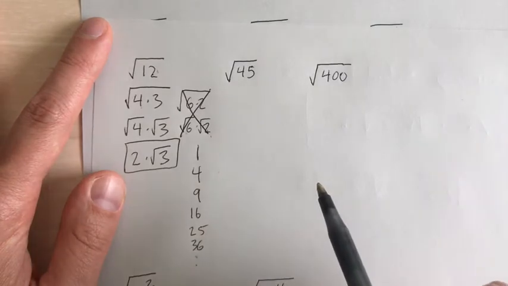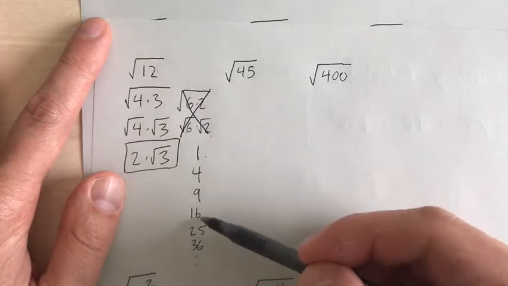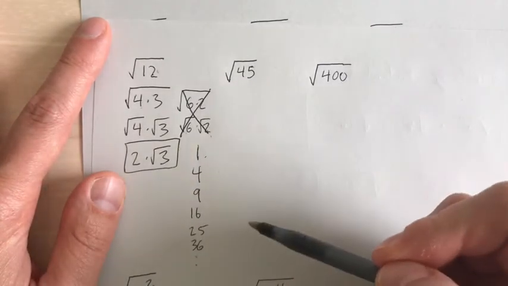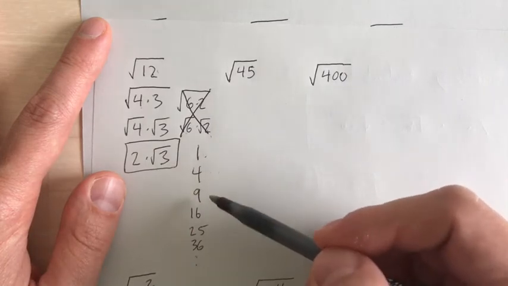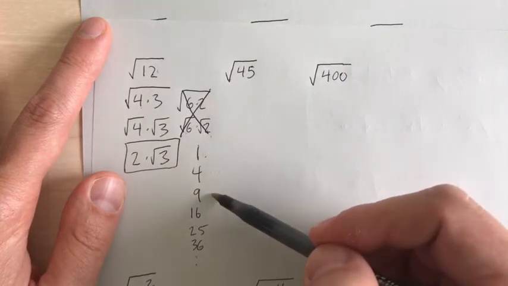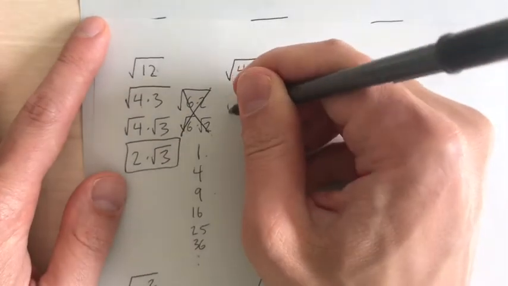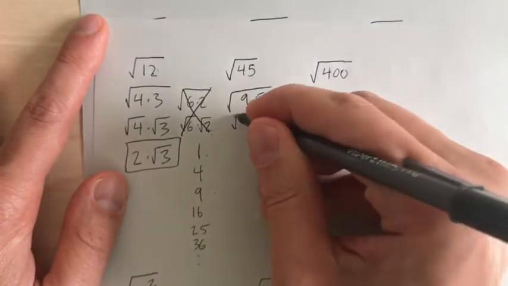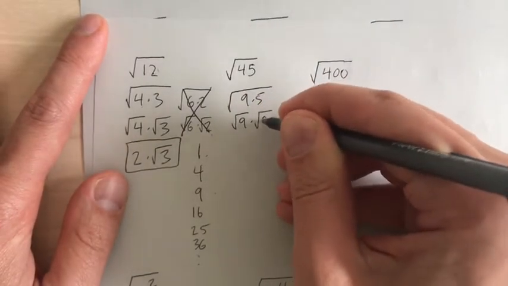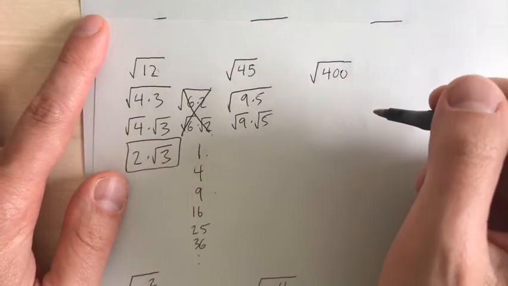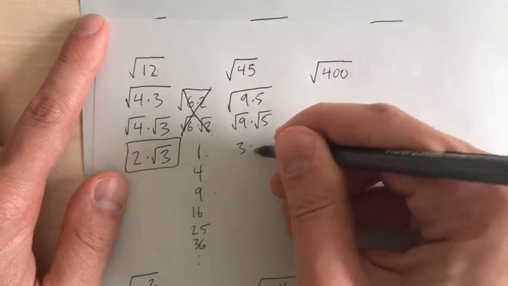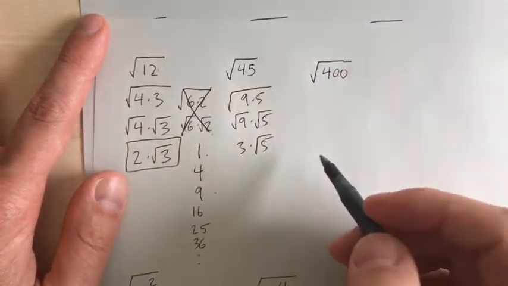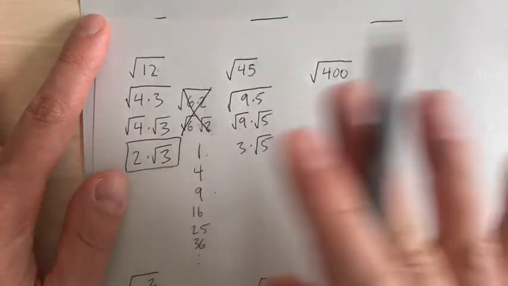Let's talk about 45. Think of any of these numbers that might go into 45. Well, 4 doesn't. But if you guessed 9, you're absolutely right. 9 times what is 45? And the answer is 5. So I can think of this as 9 times 5. Separate it using the product rule for radicals. Square root of 9 is 3. And so it's 3 times the square root of 5. And then you are done.